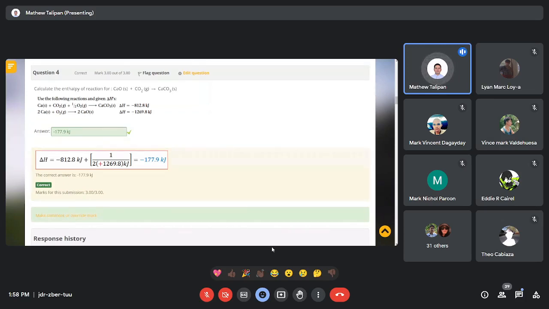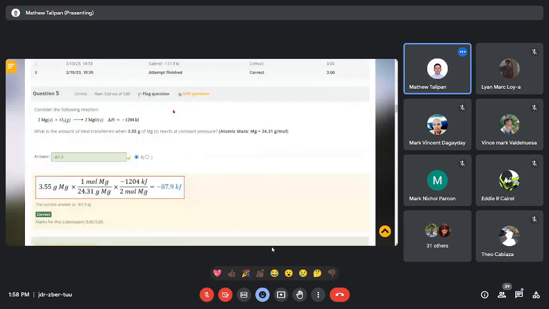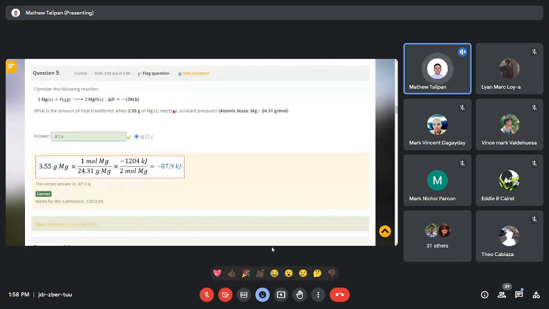The answer is 177.9 kilojoules, following the least number of decimal places. So the technique in enthalpy of reaction using Hess's law is to match the given and the required. You match the given reaction to the required reaction and then decide whether to reverse, divide, or multiply.